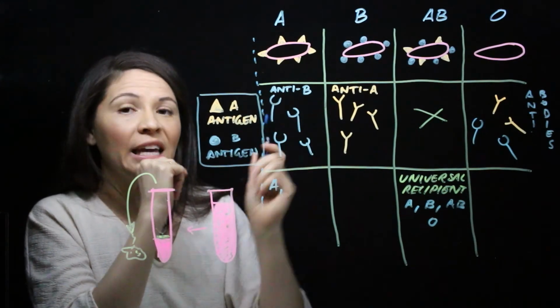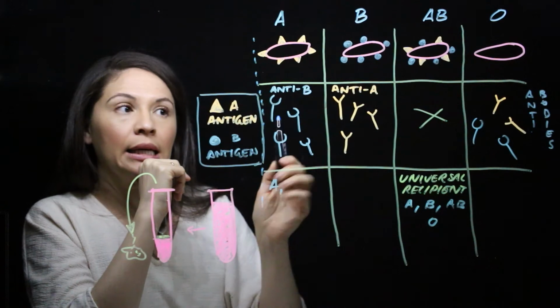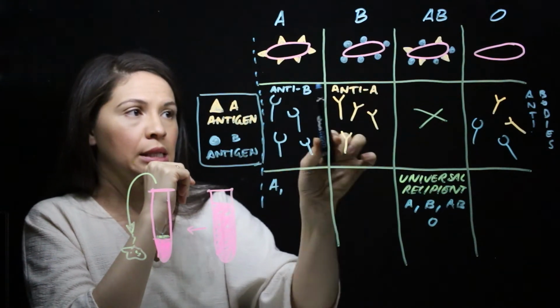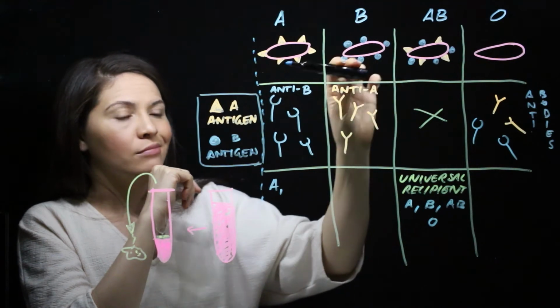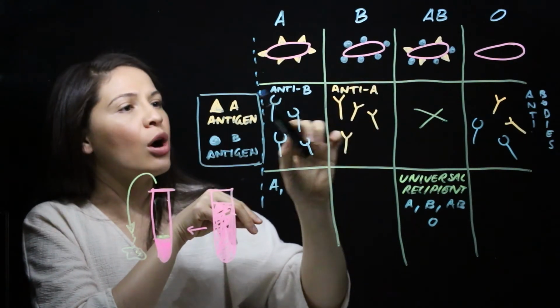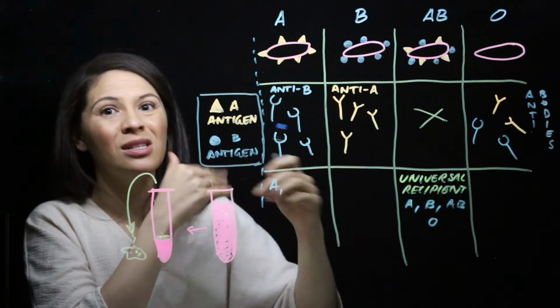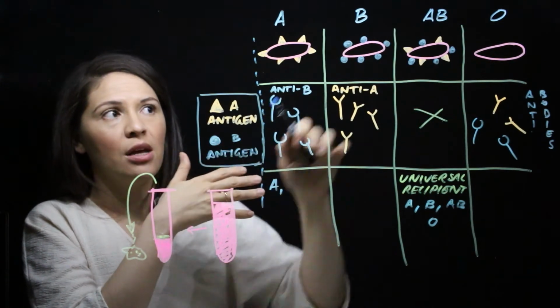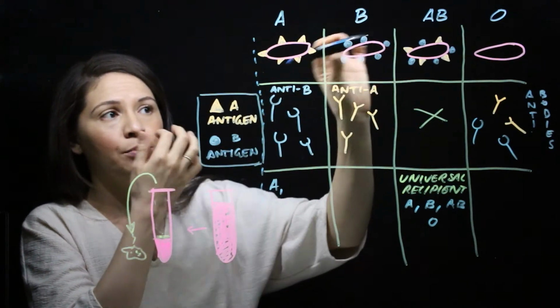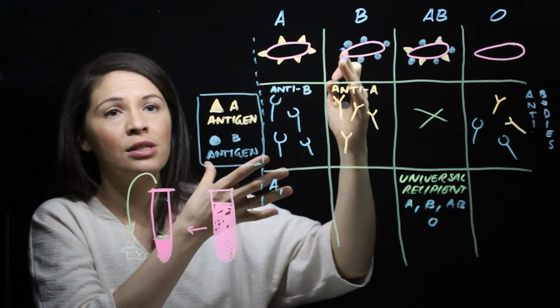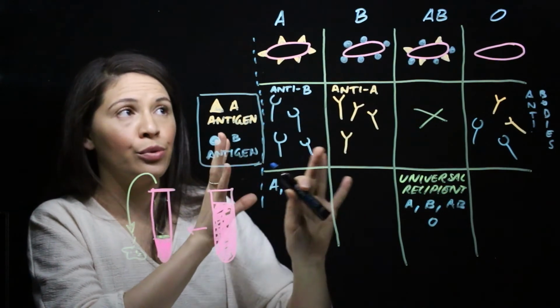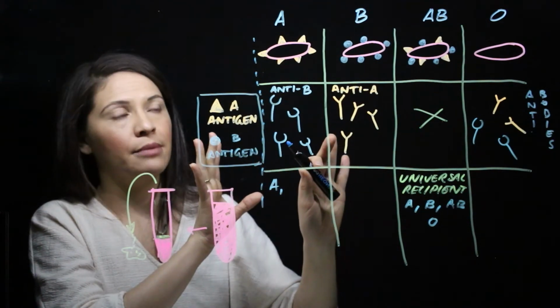Even if we remove the antibodies here, the anti-A, and put these ones in here, that's not going to work because the host's antibodies will still be produced. So when the B cells are put in, the host's antibodies are just going to make them agglutinate, and that's not going to work. So therefore, they can't receive B blood.